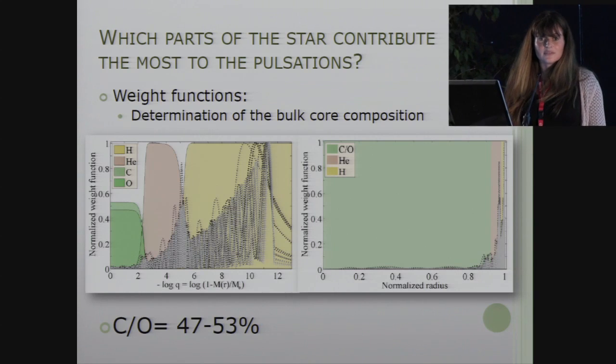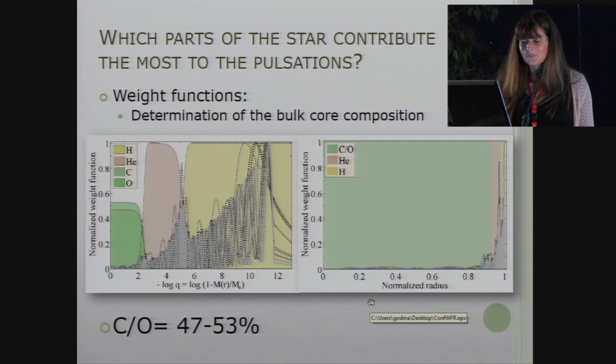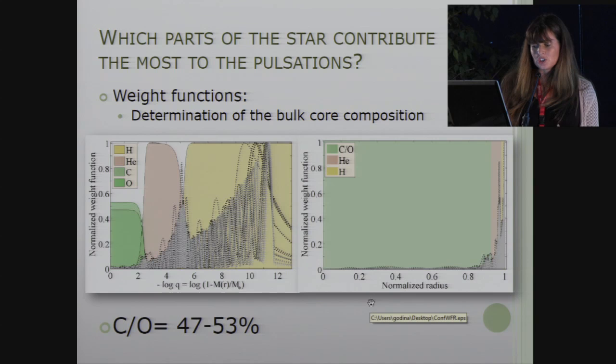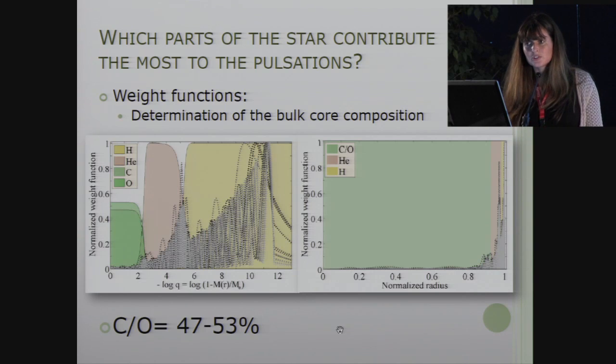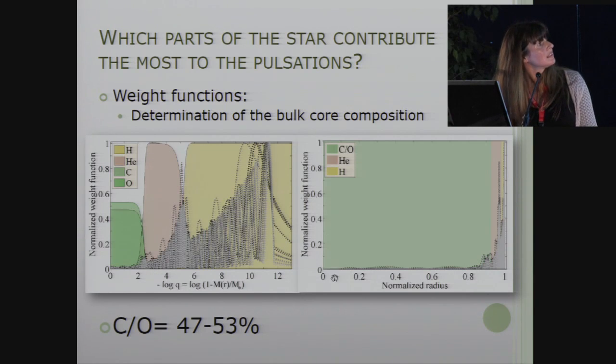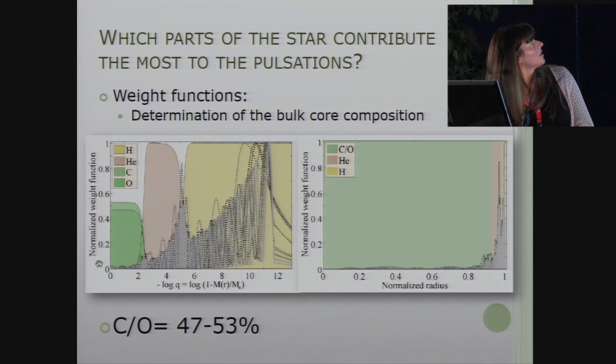So now onto the core composition, the bulk core composition. If we want to look at which part of the star contributes the most to the pulsation, we look at the weight functions. As we know, evolution has pushed the g modes towards the outer layers of the star. So here it's the normalized radius, center of the star, surface, and here the normalized weight function as a function of log Q.